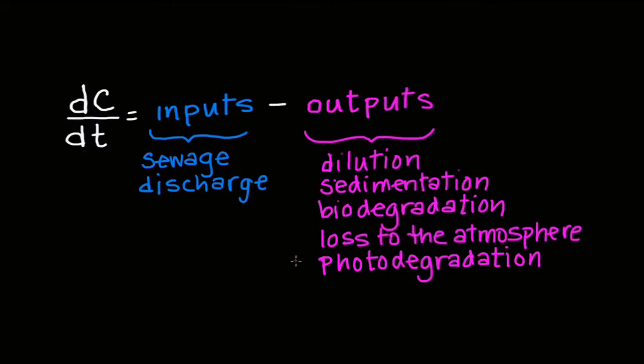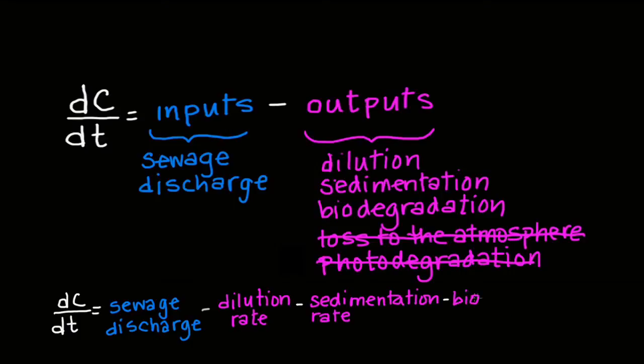For example, we might neglect loss to the atmosphere because estrogen's structure means it has a low vapor pressure. In addition, the fact that sewage is discharged from a pipe at the seafloor and will be trapped below the sunlit surface allows us to neglect photodegradation. We include the inputs and outputs into the differential equation like so.